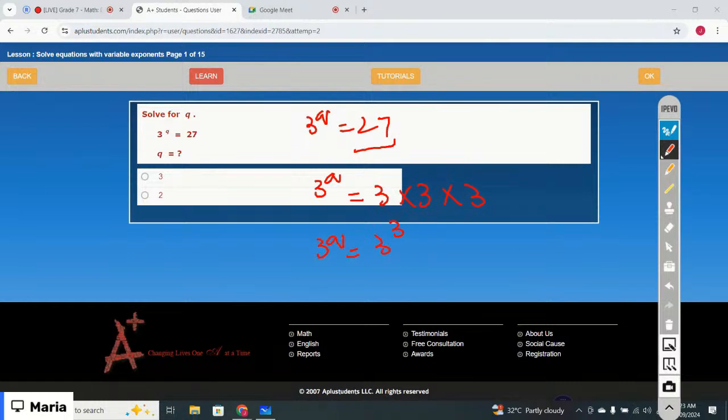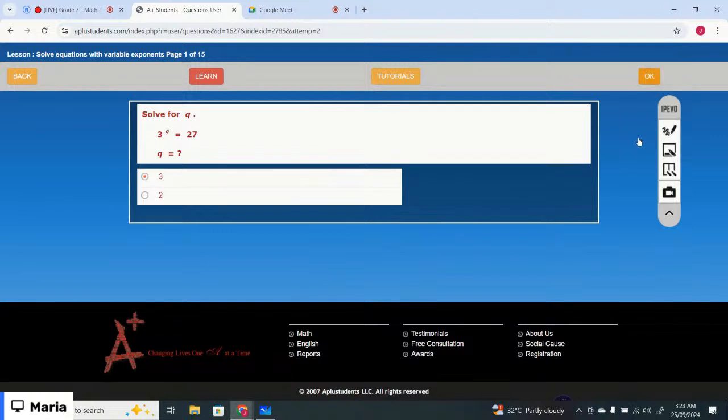So the bases are same. So when the bases are same, the exponent is also equal. So the correct option is q equals 3. Option number 1 is the correct option, that is q equals 3.